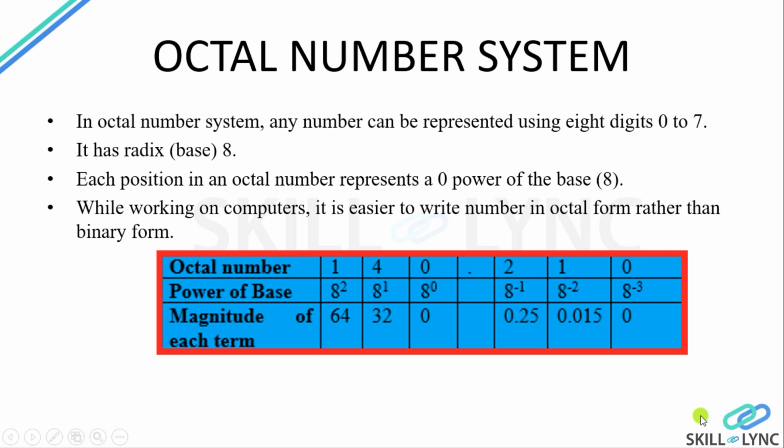Hey guys, let's start with the octal number system. As the name suggests, octal means 8. So it has base or radix equal to 8 and it has a limit of numbers from 0 to 7. If I say 9, 9 is not an octal number. Only a number between 0 and 7 is known as an octal number.